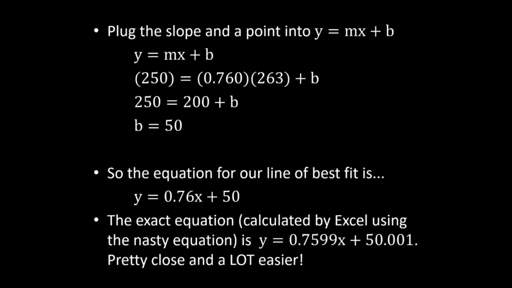Okay, so our approximation from our 2-point method, find 2 points, find the slope, find the equation, was 0.76x plus 50. And if I put this data into Excel, which I did, it actually calculated to be 0.7599x plus 50.001. I would say that's pretty good. And if you did it the long way with the big, nasty equation, that would be the answer you'd get, at least to 3 or 4 significant digits, which is more than accurate enough. But I think you would agree that our method is a little bit shorter and a little bit nicer.